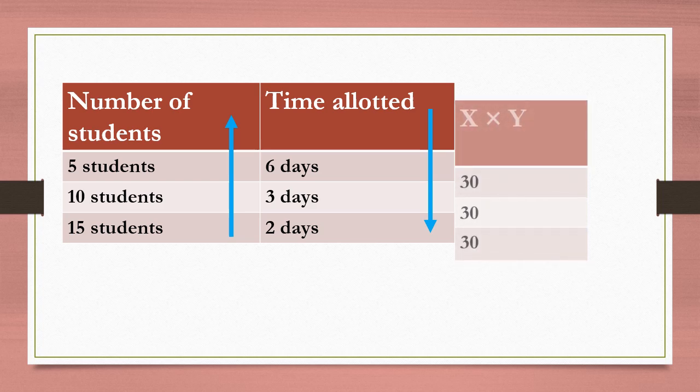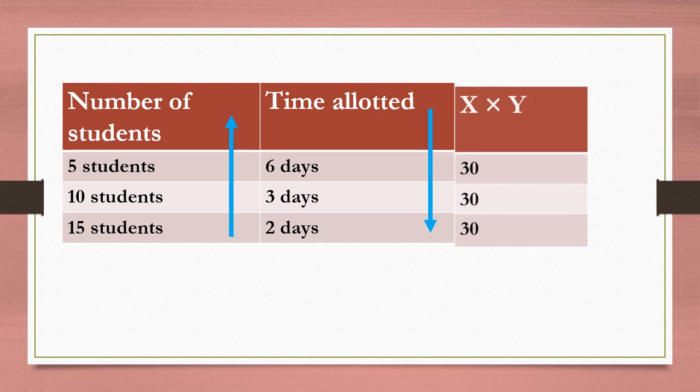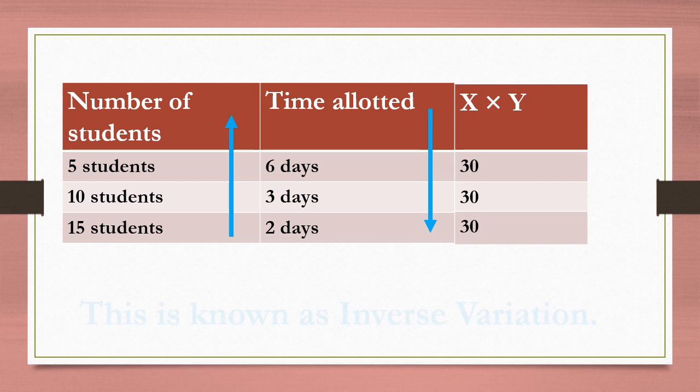So students, here when one quantity is increasing, the other quantity is decreasing. Both are in opposite directions. So we say that this is the case of inverse variation. In such cases, if you multiply the corresponding X and Y, you will see that the result will be the same in every case.